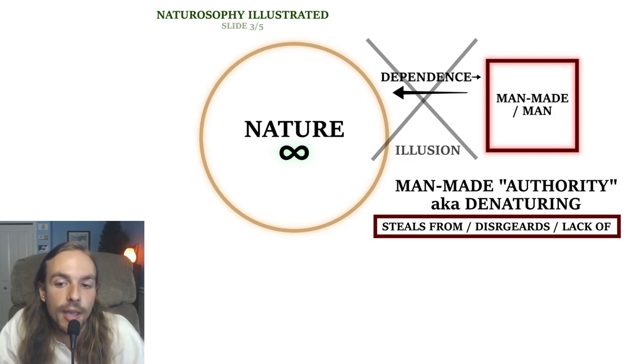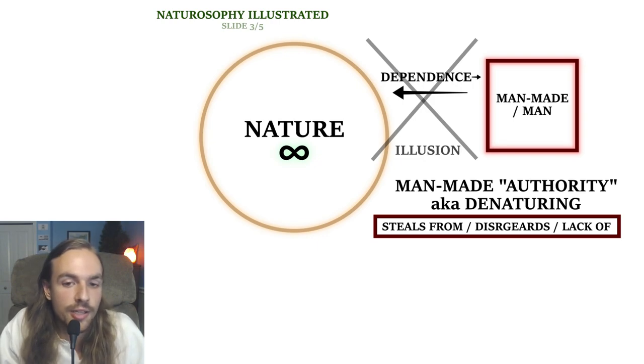It creates man-made authority, aka denaturing, and this is why man can never create anything new. They can only take from what already exists. This is why when in this process of denaturing or taking over nature, assuming its reigns, you are basically stealing from or disregarding or in the lack of nature, okay?